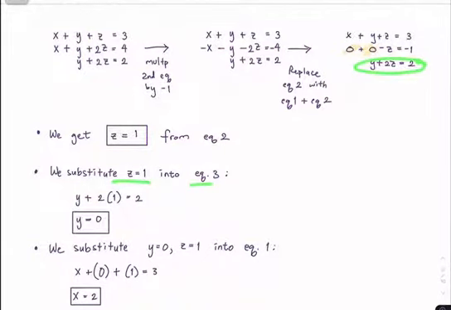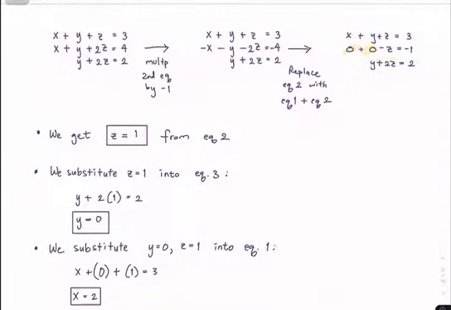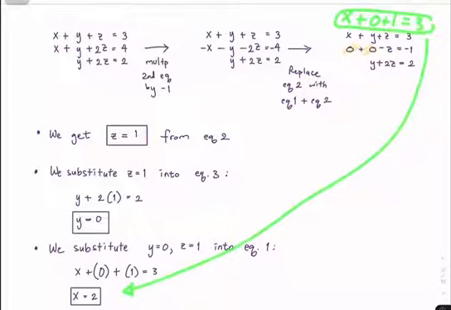So I substitute 1 here. The value that I have is y plus 2 times 1 equal to 2. So that means that y would have to be 0. And now I have the values for both z and y. I will substitute those into the first equation. So I have x plus 0 plus 1 equal to 3. And this tells me that x would have to be 2.